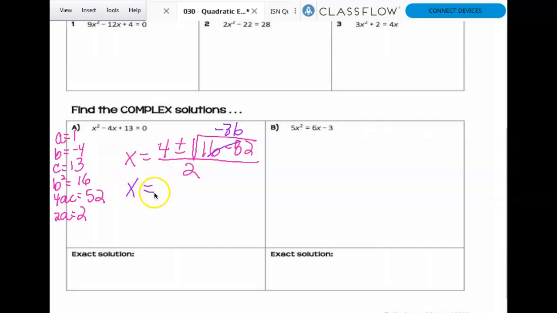Okay, so I'm going to have x equals 4 plus or minus 6i over 2. Hayden, can I reduce this or not? Yes. By what? So what's 4 divided by 2? 2 plus or minus what's 6 divided by 2? And that's your answer. Okay. Any questions on this? Okay.